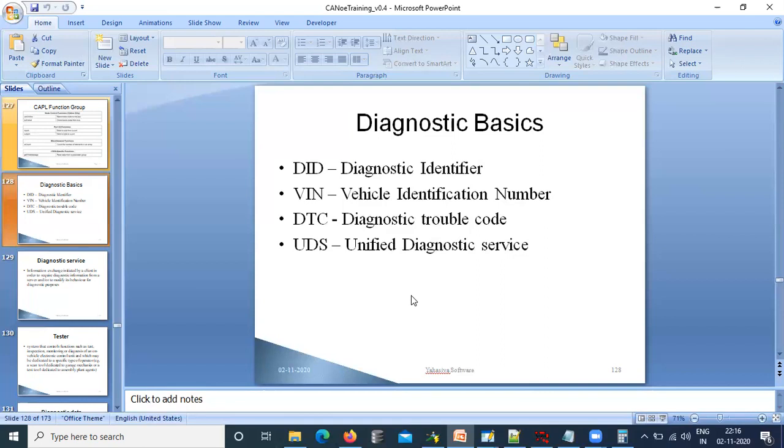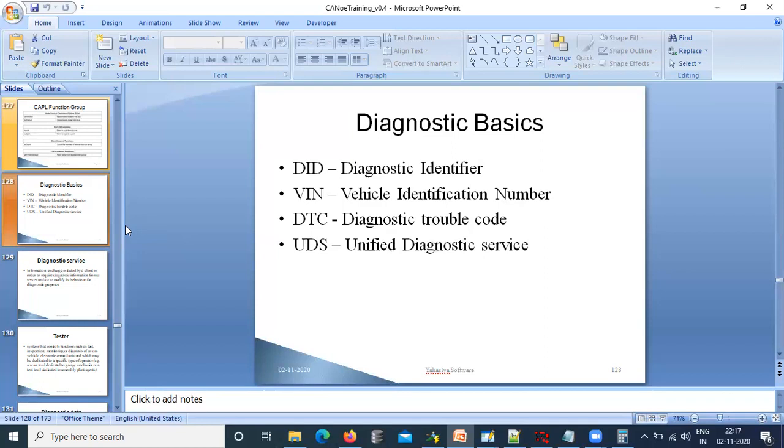Do you know we have some addressing methods? There are two types of addressing methods: physical addressing and functional addressing. The physical addressing method is used to communicate with one ECU. It is nothing but addressing from one point to one point. It's point to point communication. That is physical.